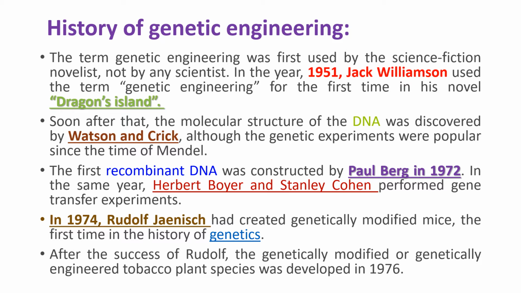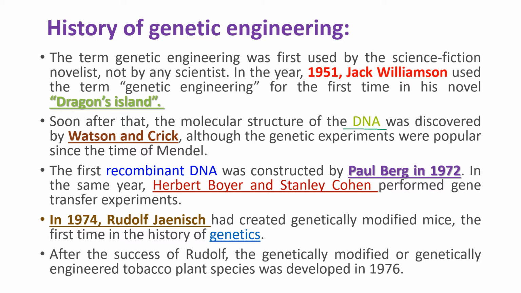Now, how did it start in history? The term genetic engineering was first used by a science fiction novelist, not by any scientist. In the year 1951, Jack Williamson used the term genetic engineering for the first time in his novel Dragon's Island. So it was not devised by any scientist. Soon after that, the molecular structure of DNA was discovered.